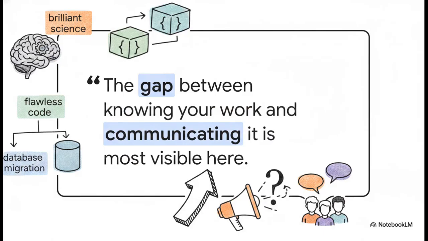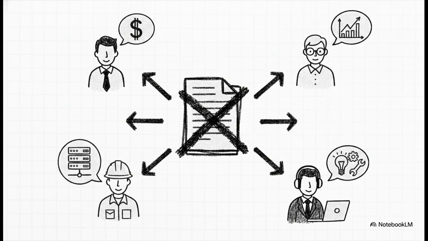And I think this quote from Tosea.ai really hits the nail on the head. Brilliant science, flawless code, a perfectly optimized database migration, literally none of it matters if your presentation fails to connect with the people in the room. The smartest person in the room often struggles the absolute most, mostly because they assume the data will just speak for itself. But spoiler alert, it never does. Which brings us to the most common trap out there, the one-size-fits-all audience problem.